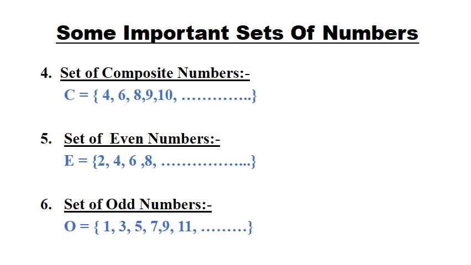Now, here is a set of odd numbers. A number which is not divisible by 2 is called an odd number. Or simply, we can say that numbers which are not even are odd numbers. It is usually denoted by capital O. So the odd numbers will be 1, 3, 5, 7, 9, 11 and so on. All these numbers are not divisible by 2.